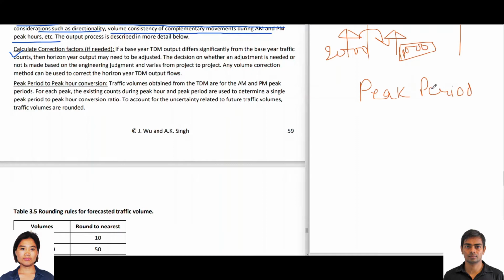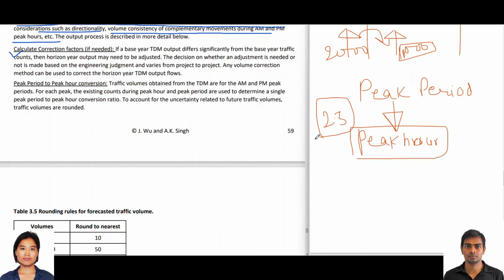Then there is usually a factor, which we develop based on existing counts, which converts the peak period to peak hour counts. So looking at existing peak period versus peak hour, we come up with a factor, let's say usually like 2.3 or something for a 3 hour period, which converts peak period to peak hour. Then we divide all the peak period numbers by this number to get from peak period to peak hour. Now once we change from peak period to peak hour, the volumes get unbalanced.